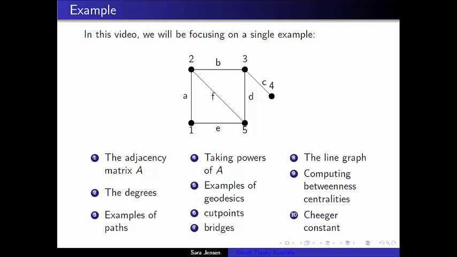We're going to look at taking powers of that adjacency matrix and talk about how to interpret the powers of that matrix in terms of the picture that we see. We'll go over geodesics, cut points, and bridges, and then we'll move into some more advanced topics, which would be the line graph associated with this graph, computing the betweenness centralities of various vertices, and computing the Cheeger constant.